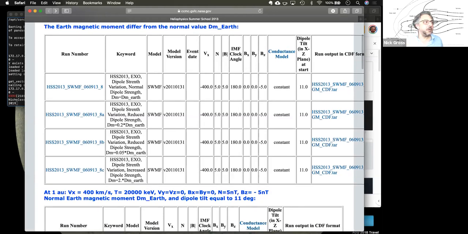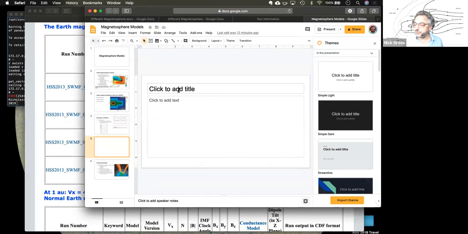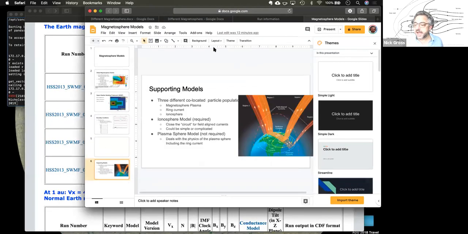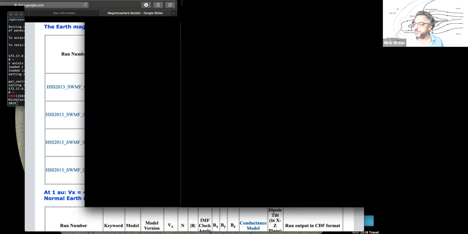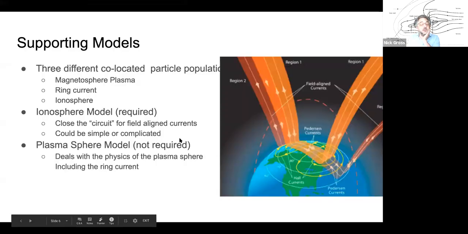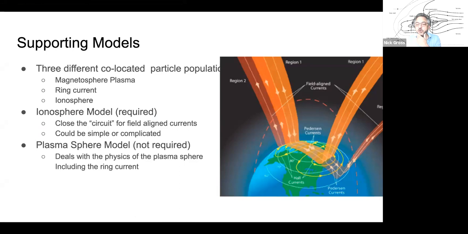Okay. One more thing I want to get to before I cut you loose is that the magnetosphere models don't live in a vacuum. Especially in the inner magnetosphere, there's three different populations of plasma that you have to account for. One is the magnetosphere plasma itself. Another one is the ring current plasma. And then there's the ionosphere plasma. And all these things have to be accounted for.